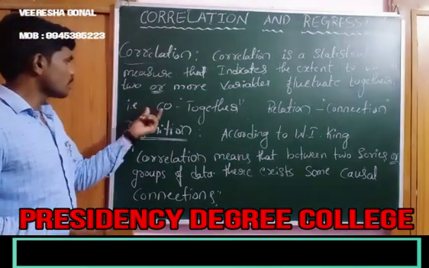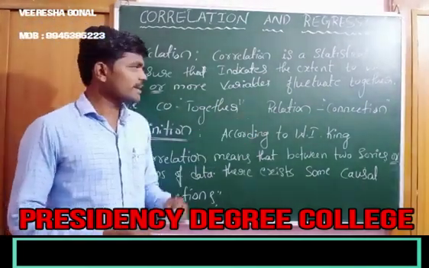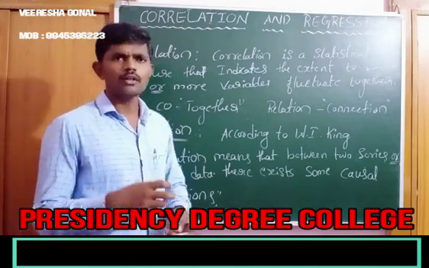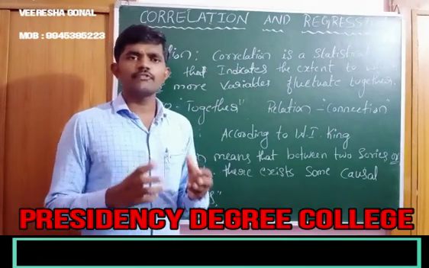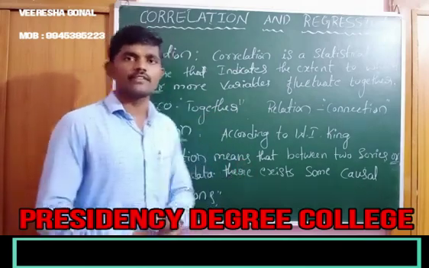Next, what is correlation? Co means together, and relation means connection. When we connect two variables, or two situations, we call it correlation.